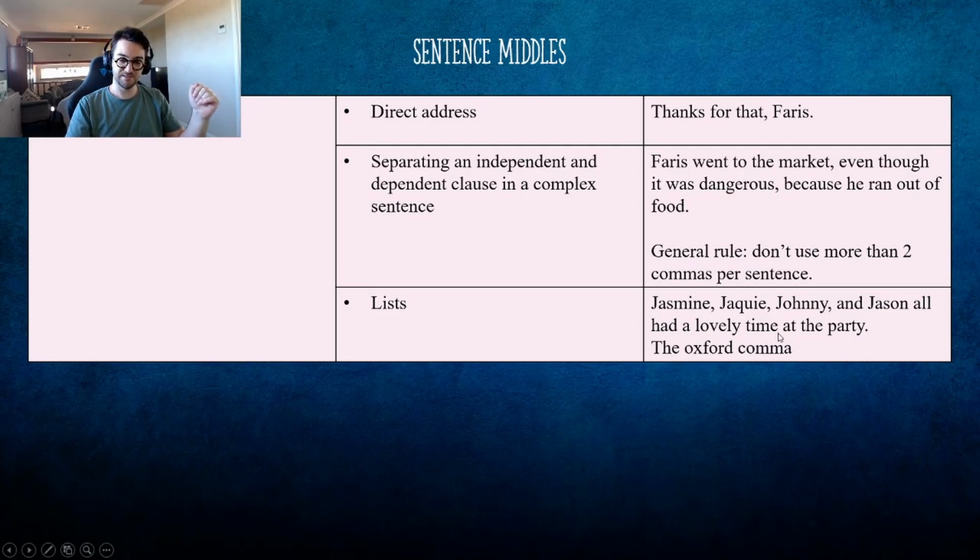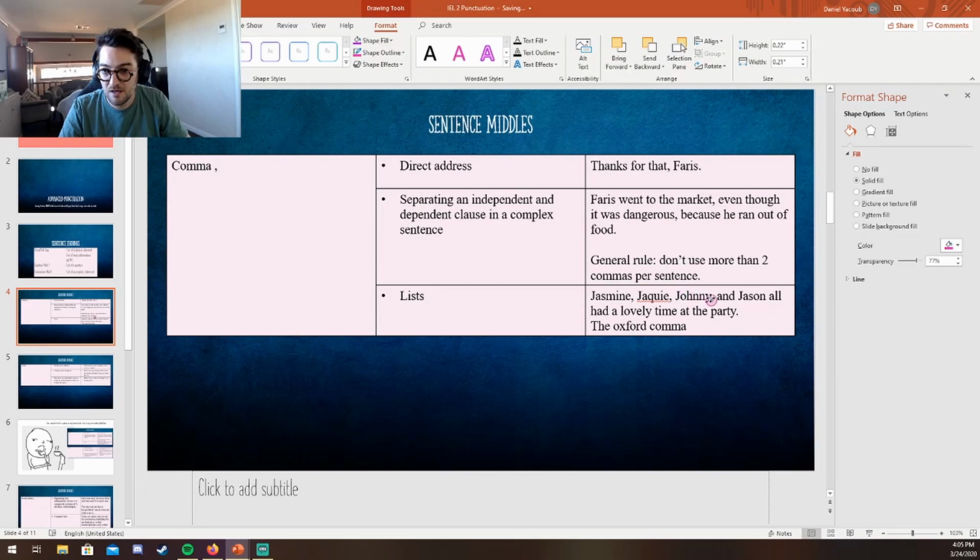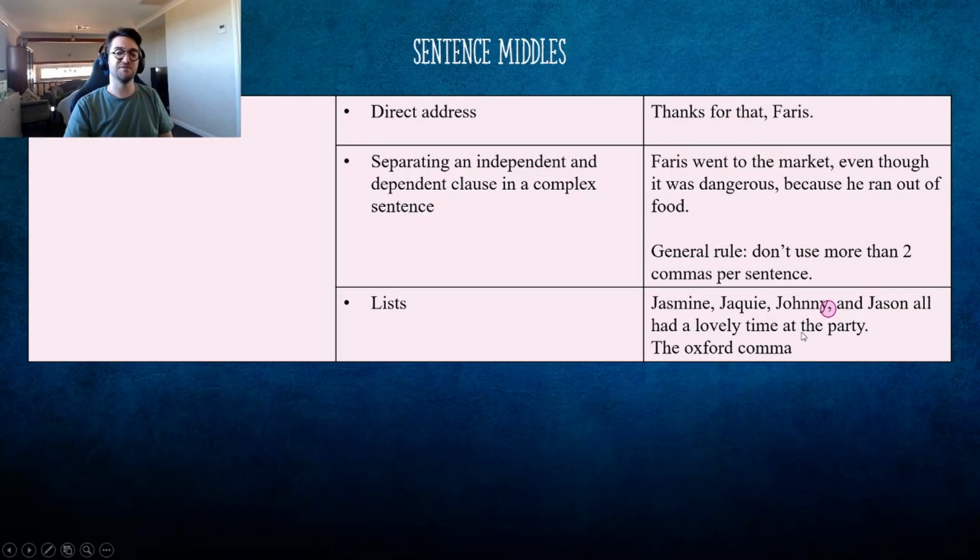You'll notice that I've got a comma here. That was what that circle I deleted before was. I've obviously not put it back in the right place. So this one here, that is the Oxford comma. You might hear people talk about the Oxford comma.